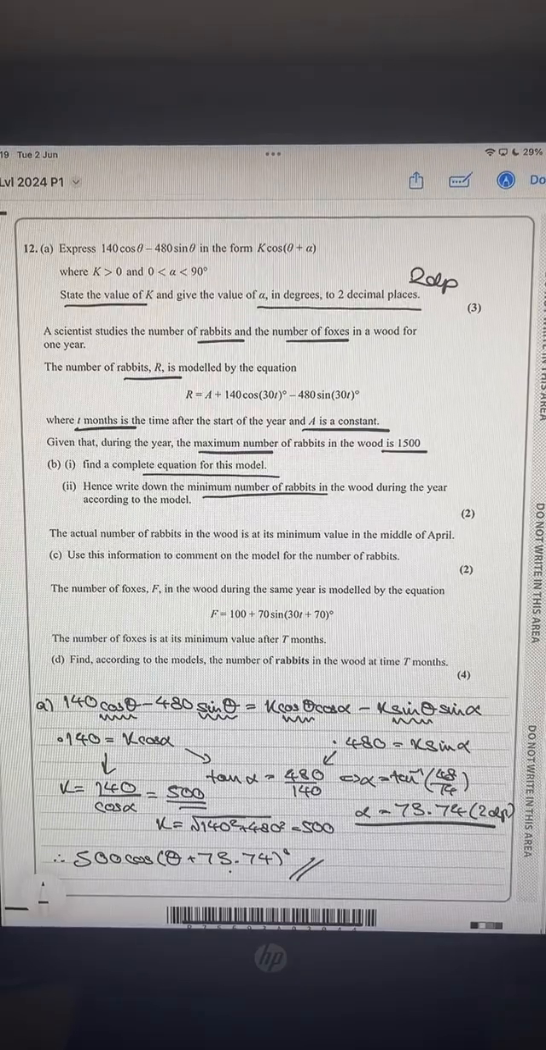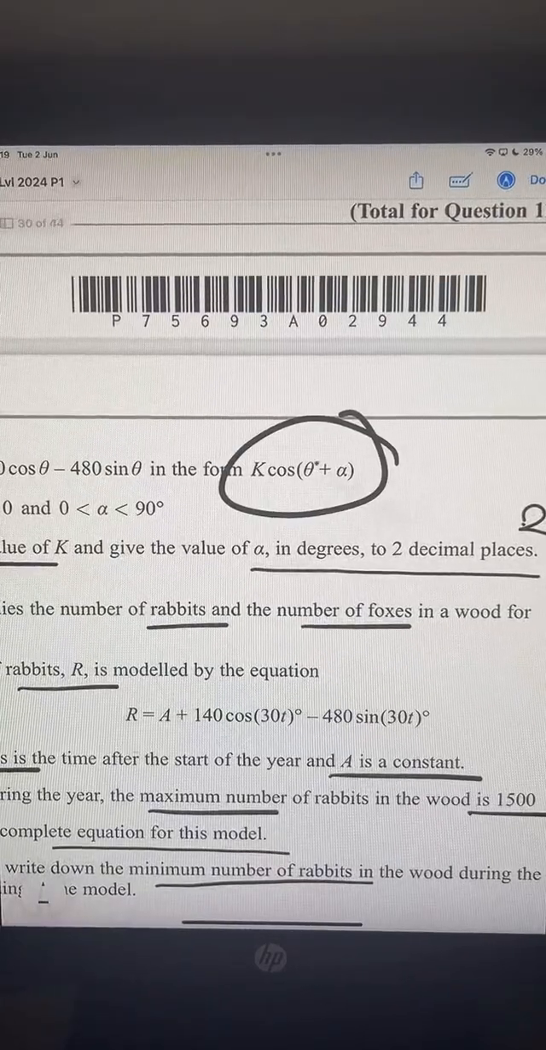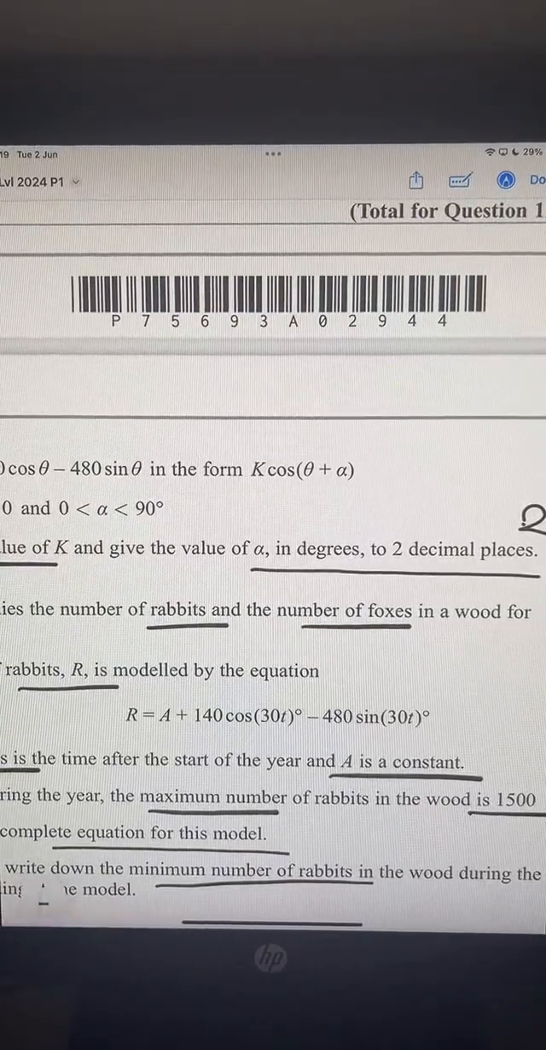How do you know it's a double angle? This is not double angle, it is the addition formula, because you've got cos of something plus something in the brackets. So it's the cosine addition formula.